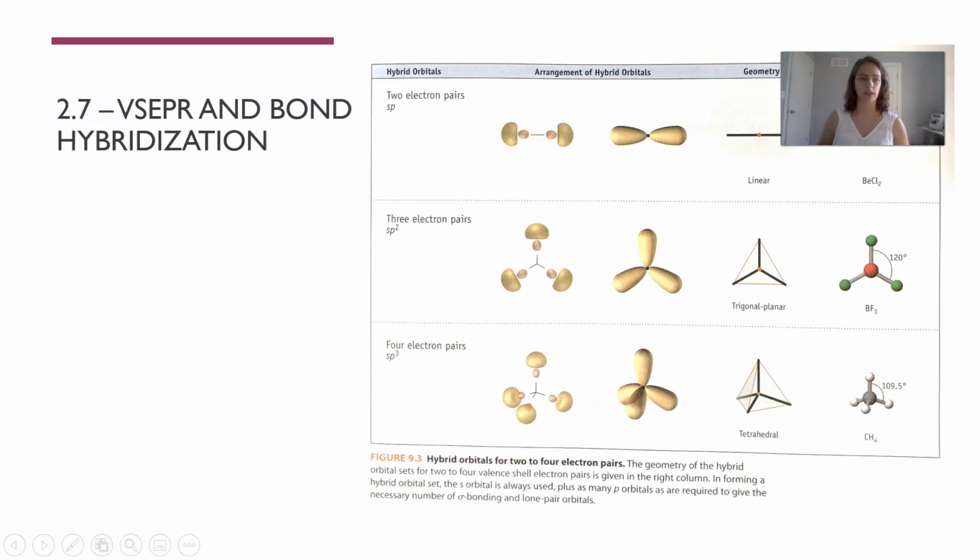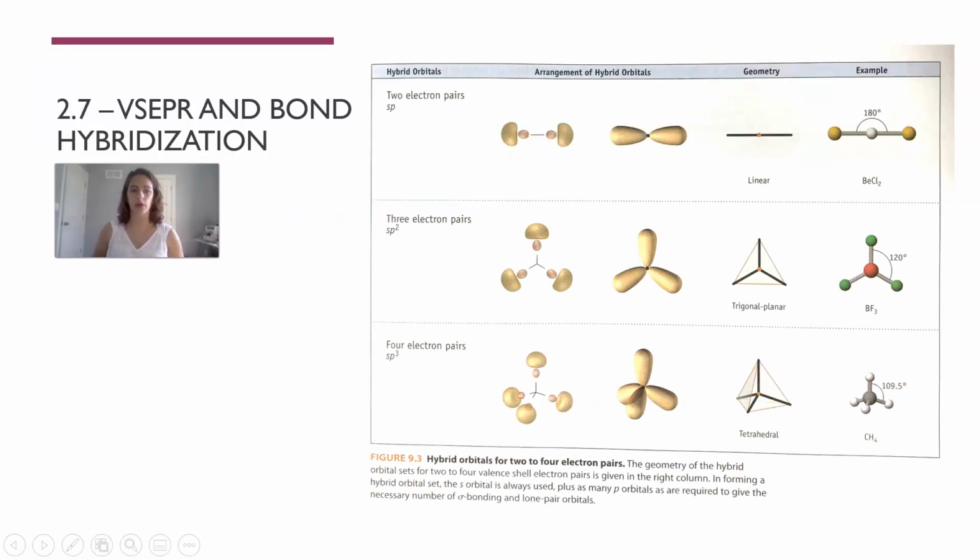I'm going to move my little camera again. Okay, so this picture comes out of your textbook, figure 9.3. So it gives you some examples of how we can look at this. So linear shapes are going to have SP hybridization.